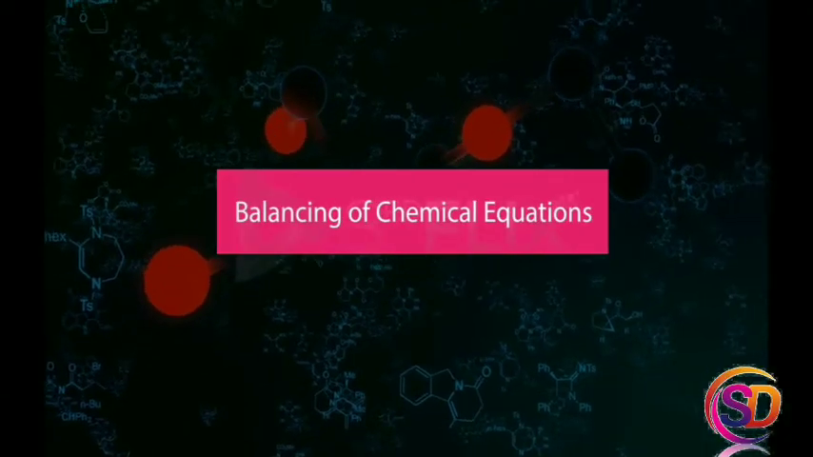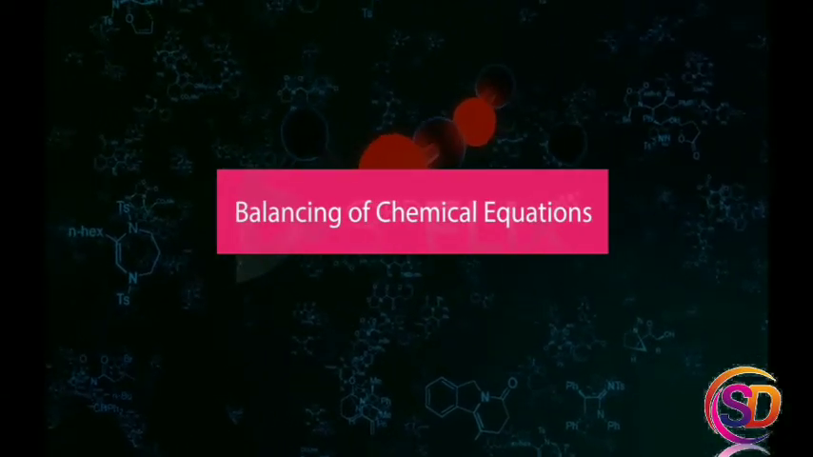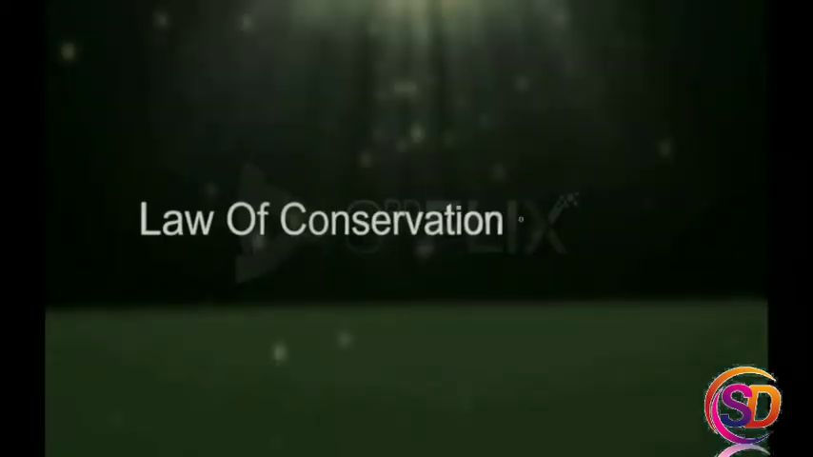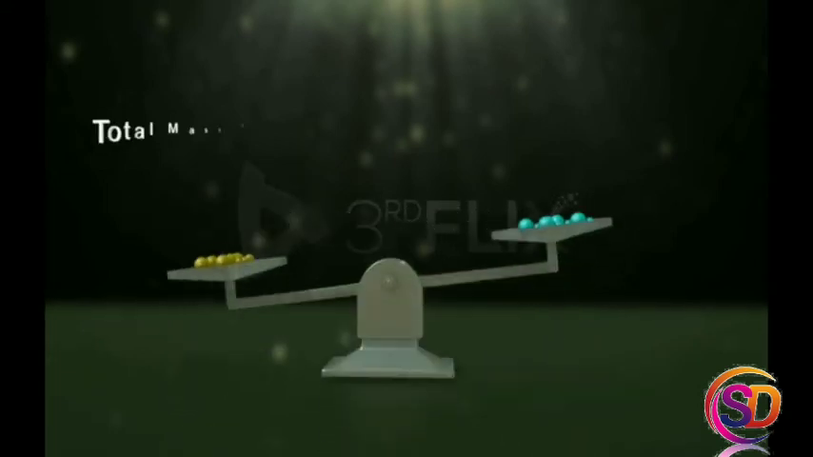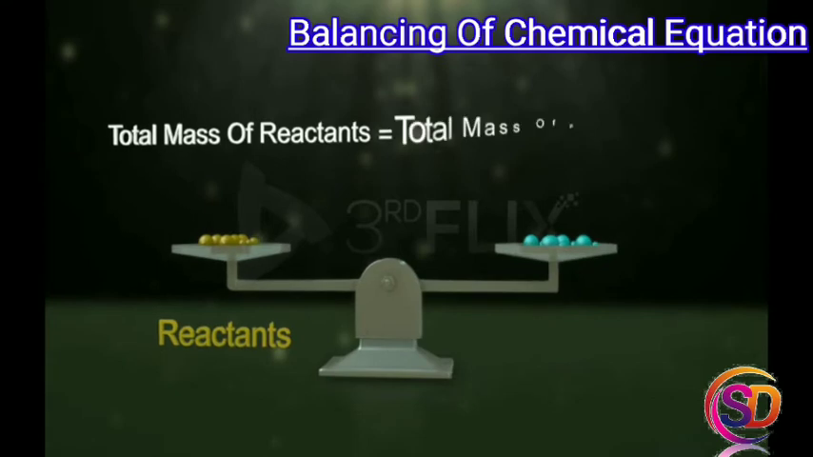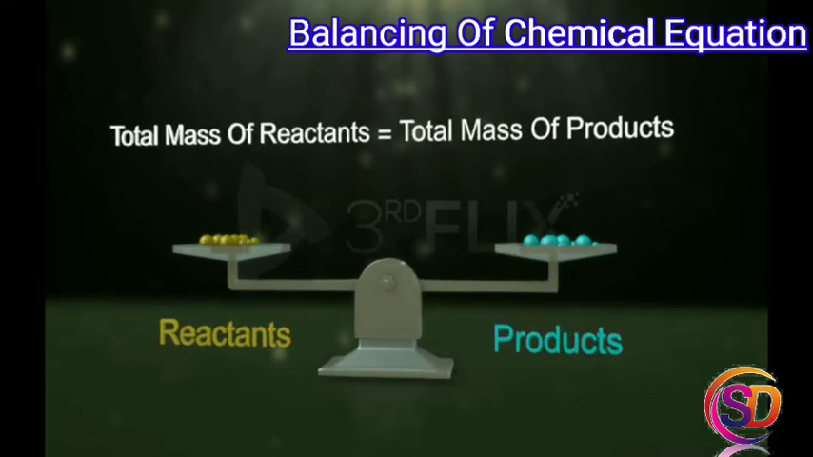Objective: Balancing of chemical equations. Balancing of chemical equations is done based on the law of conservation of mass. The law of conservation of mass states that the total mass of reactants should be equal to the total mass of products. Let's take an example of the reaction between zinc and sulfur.